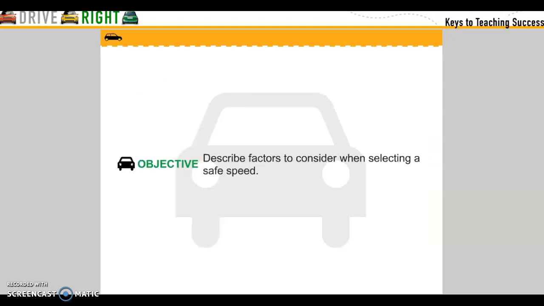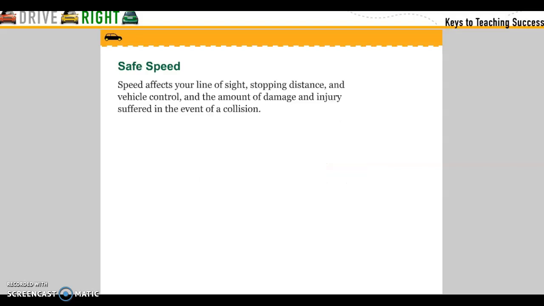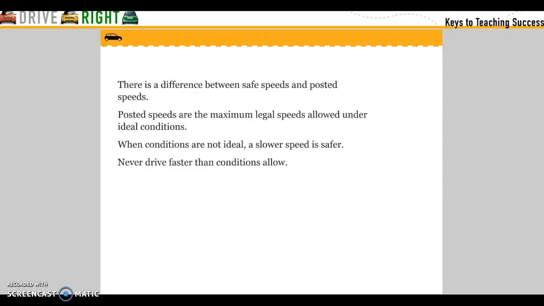Objective. Describe factors to consider when selecting safe speed. Safe speed. Speed affects your line of sight, stopping distance, and vehicle controls, and the amount of damage and injury suffered in the event of a collision.